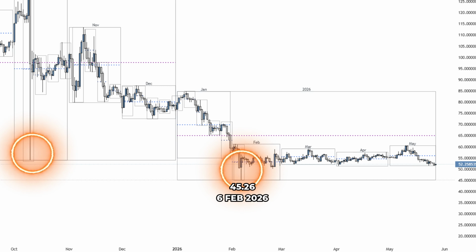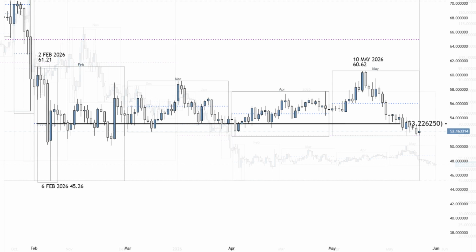Now, let's take a much closer look at Litecoin's current live price action. Like many crypto trading charts right now, February has continued dominating price action for almost 4 months. The February high was formed on 2nd February at $61.19. The February low, which we already discussed, was formed on 6th February at $42.26. That gives us a dominant range midpoint sitting at $53.23. And this midpoint is becoming extremely important because market structure often revolves around equilibrium levels like this.